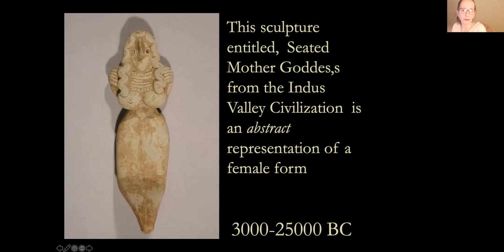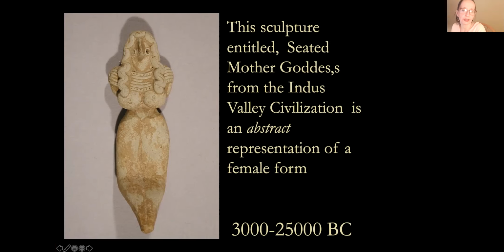This sculpture brings us to what will be the very beginning of our class once we are complete with our introduction and our exposure to terms. This sculpture is entitled Seated Mother Goddess from the Indus Valley Civilization. And I'm sorry, there's a little comma there that should be after the second S. And it is an abstract representation of the female form.